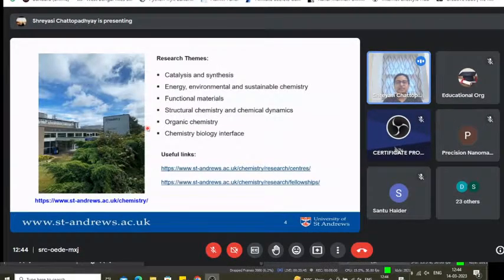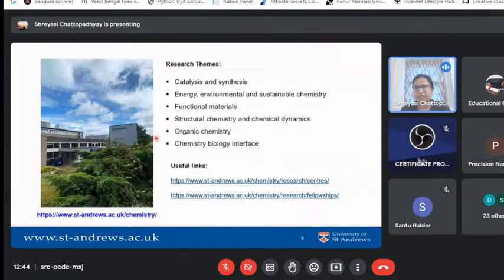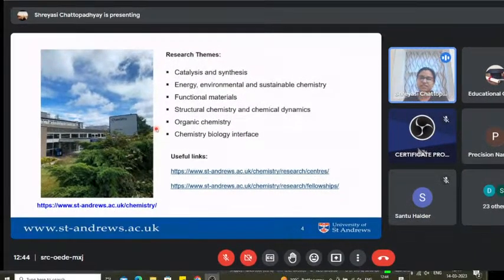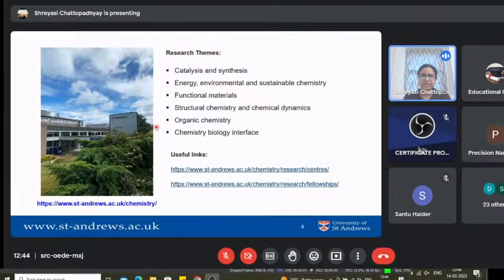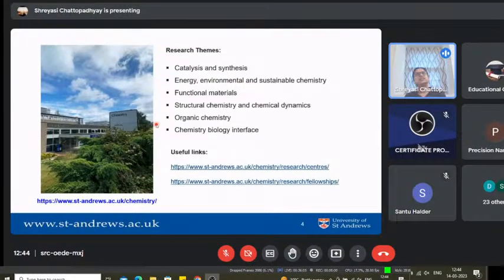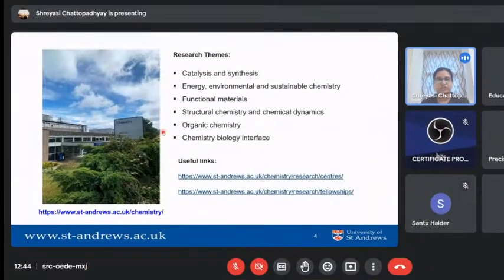And next is talking about the Department of Chemistry, which is also very old. Because if I am remembering correctly, the professorship in chemistry started from Germany in the year of 1608, and from St. Andrews they started since 1808. So you can imagine how old this department is.